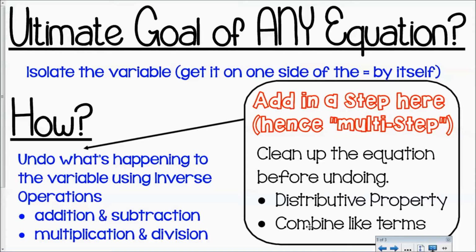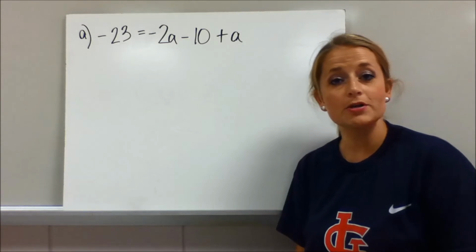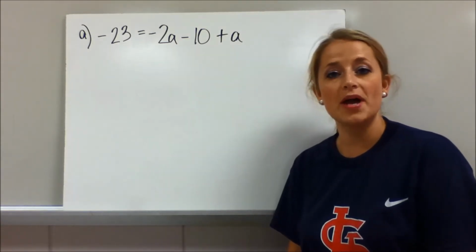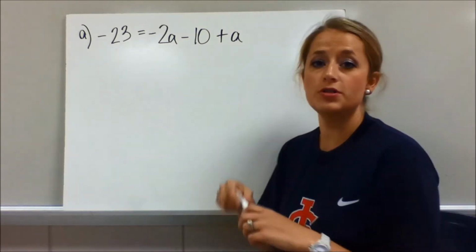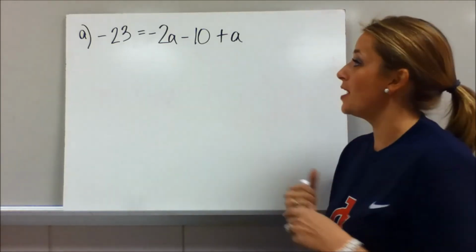Also, after that, you may need to combine like terms. If you see terms where it's separated with an addition and a subtraction sign, that are the same variable to the same power, go ahead and combine those. And remember, you combine those by adding their coefficients. Okay, remember your steps. When you're solving a multi-step equation, you have to clean things up before you start undoing. So let's take a look at practice A.